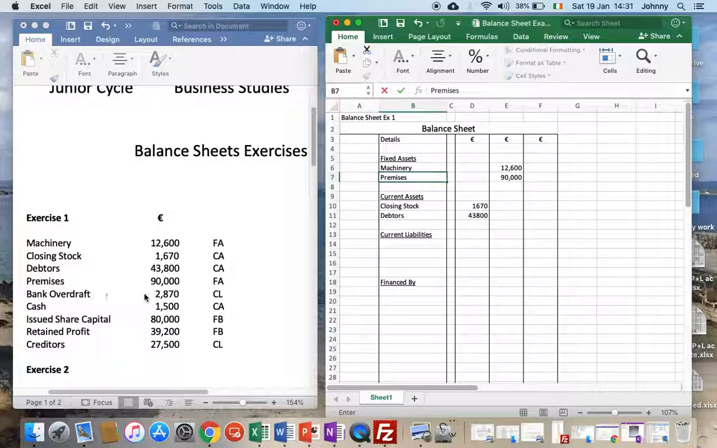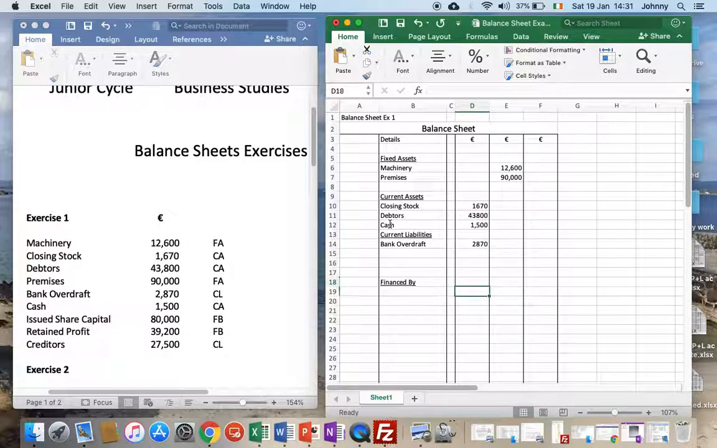Then we've got bank overdraft 2870, so current liability. And then we have cash 1500, so that's a current asset. They may call it cash on hand in some other questions, but it's still the same thing. It still is cash, money we have at the moment.